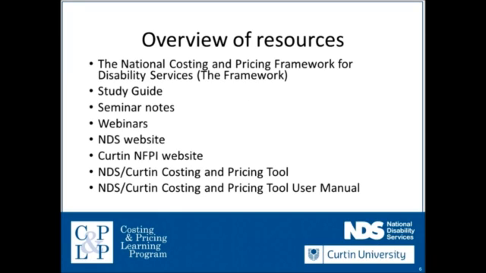The second major element of this Costing and Pricing Learning Program is the study guide. And the study guide is a very critical element because that outlines and is really the core of all of the materials that are provided in the program. The study guide constitutes discussion pertaining to all of the elements of costing and pricing, how to go about it, the risk, governance, and so on and so forth.